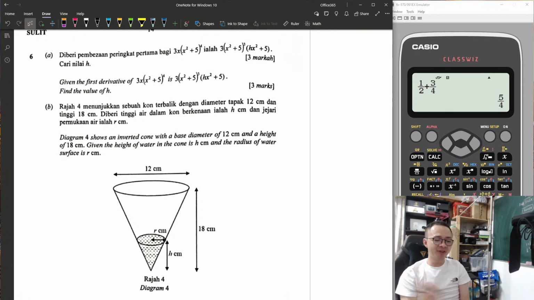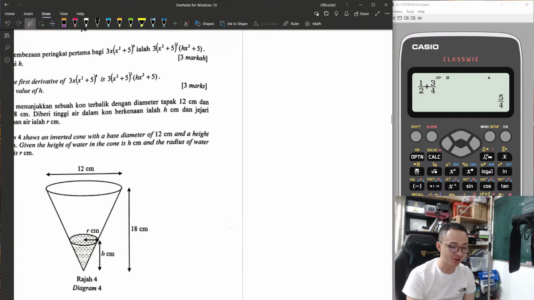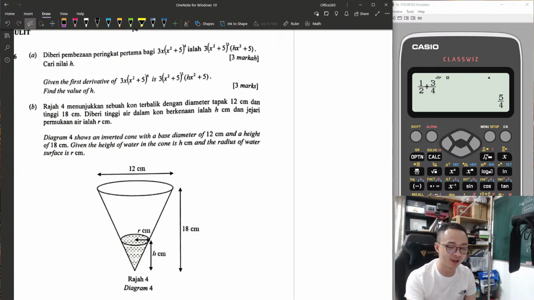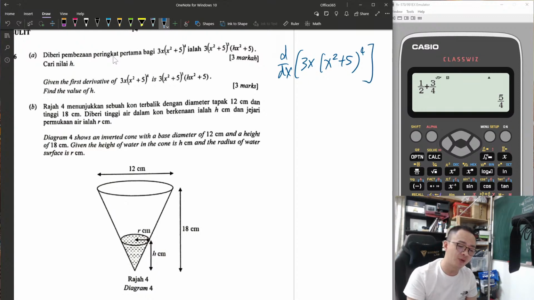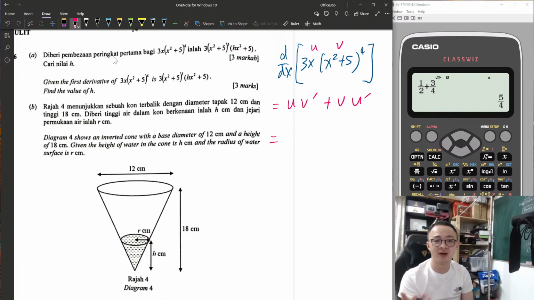Okay, given the first derivative of this one equals to that one, so 5h. Oh, okay, it seems like a bonus mark question, but this one is a product rule. So d/dx for 3x times (x squared plus 5) to the power of 4. I want to differentiate this one. So definitely this is my u, this is my v. My formula for product rule is u differentiate v plus v differentiate u, isn't it? So if you get this idea, the whole thing should be quite easy.